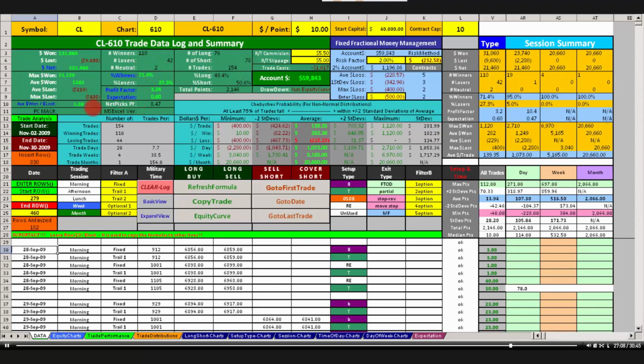We can see that just during that month, it made $21,460. That's not counting the commission costs, because this is just on the raw trades, not taking out the costs of the trade. We made 2,146 points. And that's a confirming number, because if we take this number here, $10 per point times 2,146 points, we get $21,460.